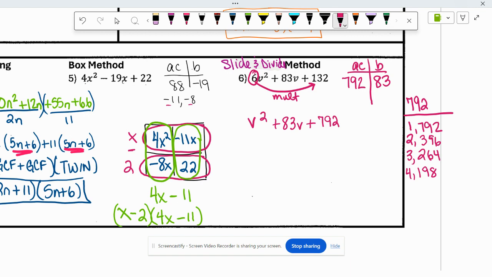How do we know that? Because it doesn't end in a 5 or a 0. Good job. Is it divisible by 6? Yeah, because if it's divisible by 2 and 3, then it's divisible by 6. 6 and 132. Keep going.